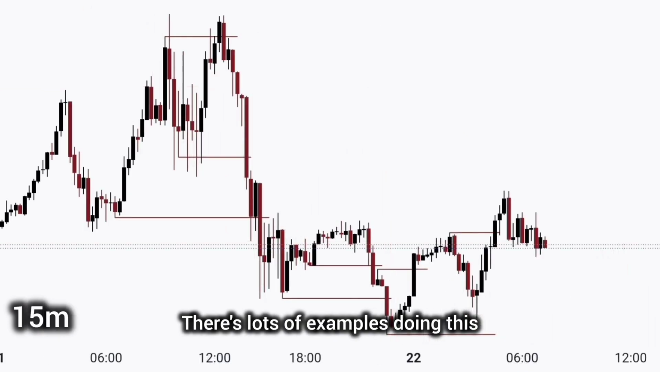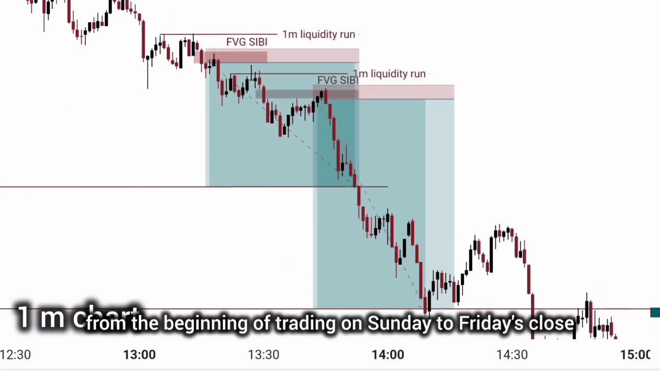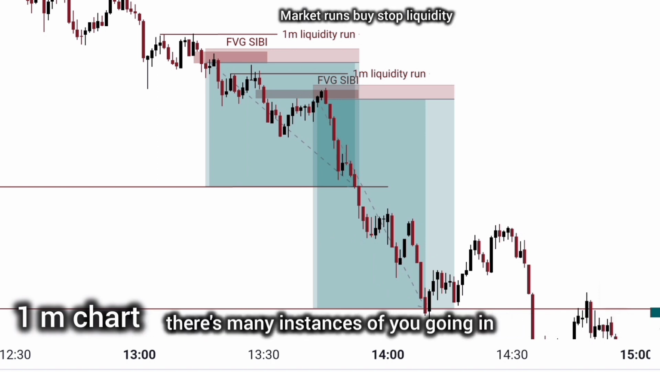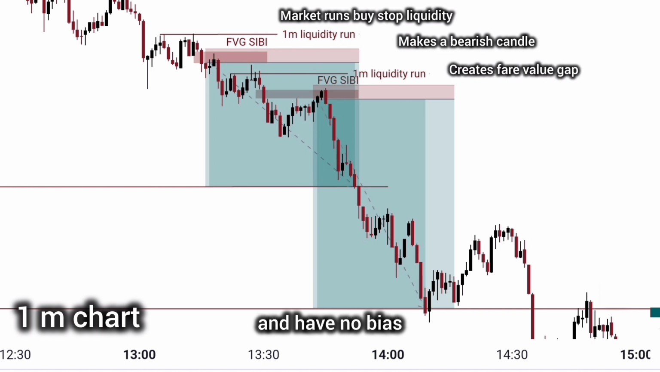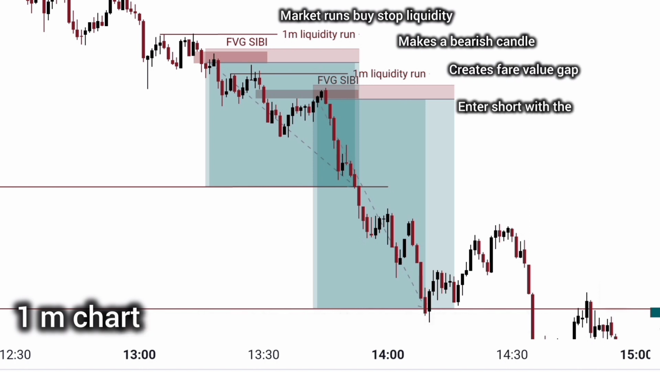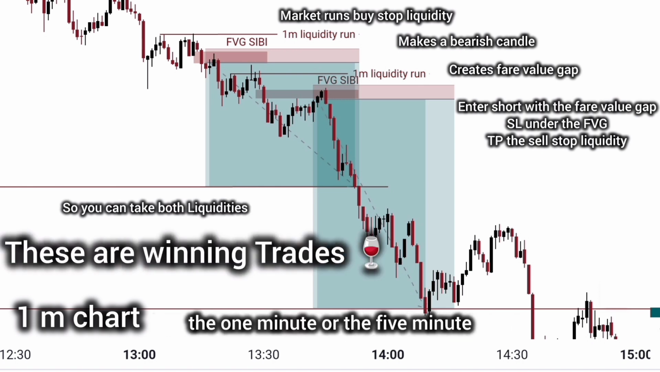There's lots of examples doing this. Throughout the week, from the beginning of trading on Sunday to Friday's close, there are many instances of you going in and being able to backtest this and have no bias. And you're going to have losing trades. It's okay. But whatever that time frame is, the 1 minute or the 5 minute, there has to be a stop run.